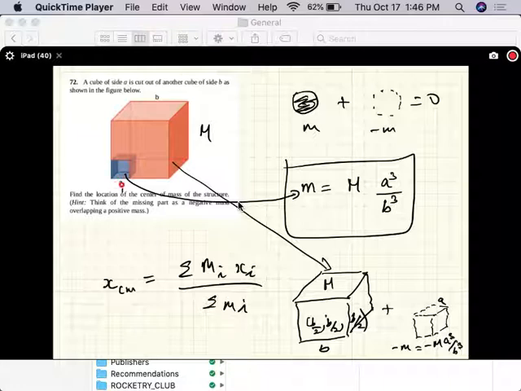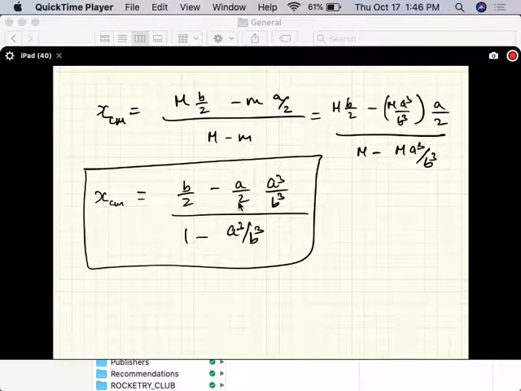In the limit A going to 0, it will be the whole object and the center of mass should be B by 2. In the limit A going to 0, this term is 0, this term is 0. You get the x-coordinate of the center of mass is B by 2.